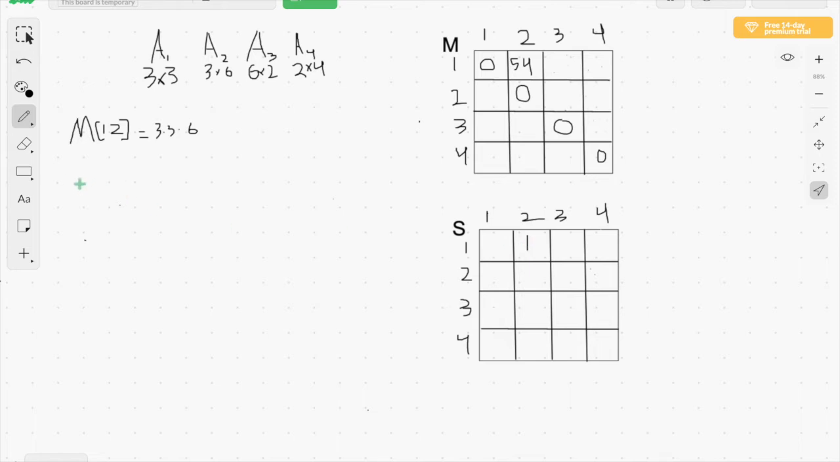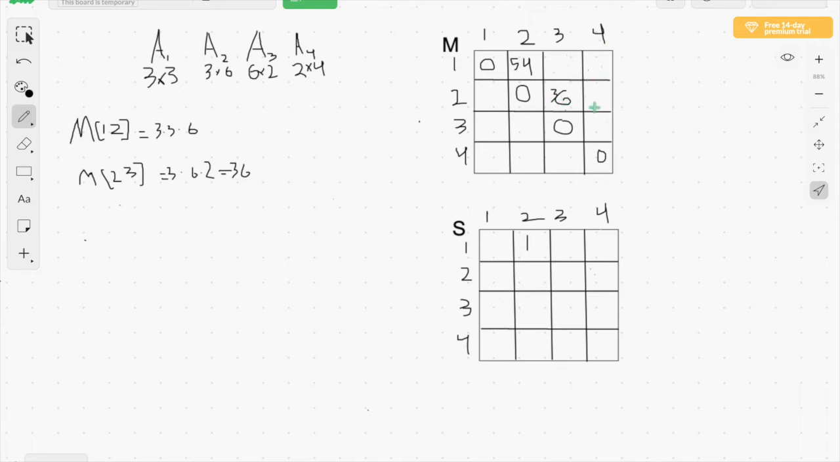Okay, so now let's go into M2,3. It's the same: it would be the number of multiplications required to multiply A2 by A3. So that's 3 times 6 times 2, and that is just 36.